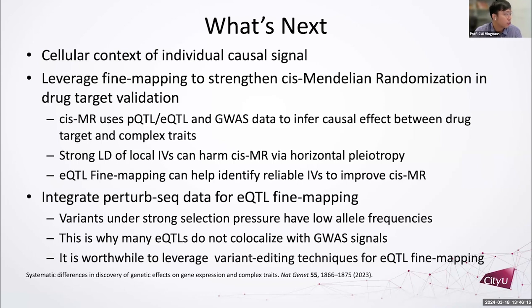And the last one is to integrate with the perturb-seq data for eQTL fine mapping. So our paper is focusing on complex trait fine mapping, but for eQTL, there's also a critical problem, because a recent paper published last year mentioned that the lack of colocalization between the eQTL and the complex traits is because of natural selection. Sometimes our genotypes just have very rare mutations. In that case, it will be very hard to detect the causal signals.